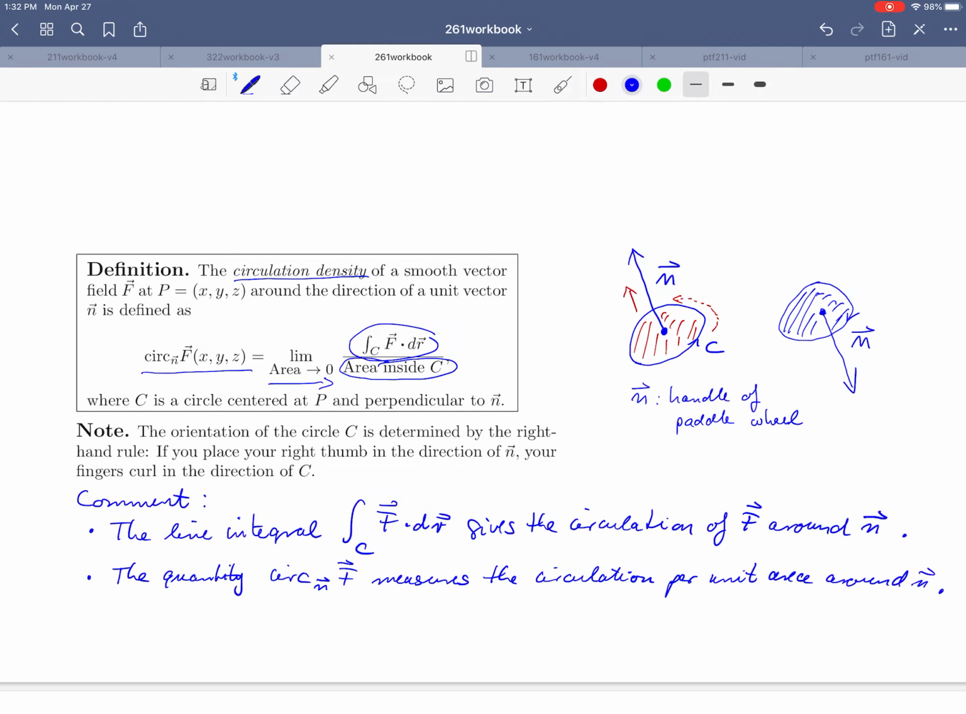And so, I mean, that's the same as with density, the way that you've seen it before. You have mass per unit volume or mass per unit area or something like that. So it's per unit something. And so in this case, it's the circulation per unit area.